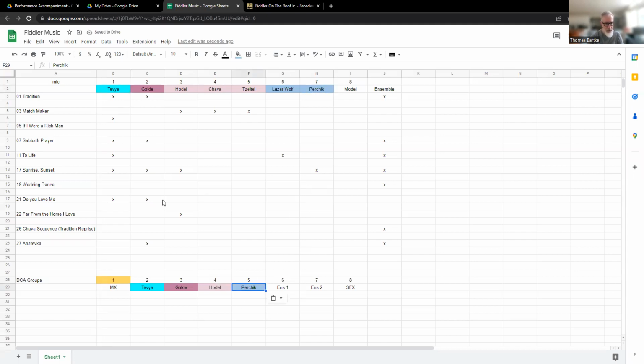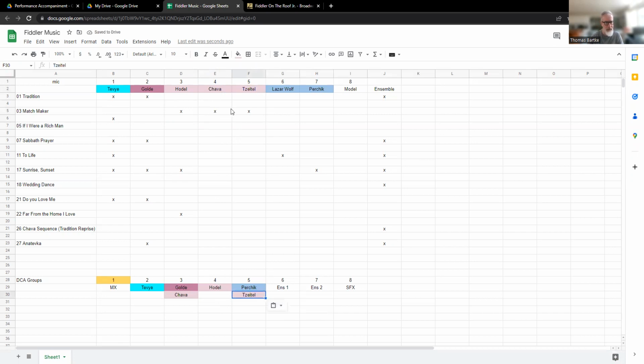Now, let's see. So this covers everything. Everything is good now that involves Tevye and Golde. And we still have Chava and Seidel to put into groups. Now, we want to make sure that Chava and Seidel are not together with Hodel because they have a trio here in Matchmaker where we want to be able to control them separately in the groups from Hodel. So we're going to put Chava in with Golde, and Seidel in with Perchik.